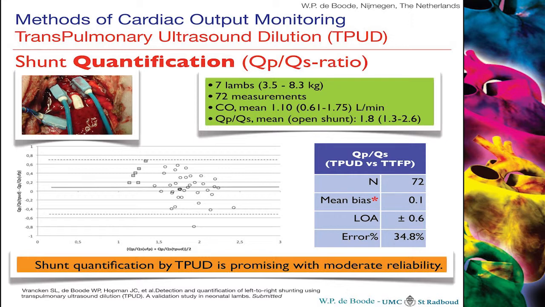What about the quantification? You can get a QP-QS ratio with this type of cardiac output monitoring, but we tested that also in this lamb model, and it is not as good as we would like it to be. It is not accurate enough, and we think there must be an update on the used algorithm, and we'll wait for that. But at this moment, the quantification is not as accurate as we would like it to be.